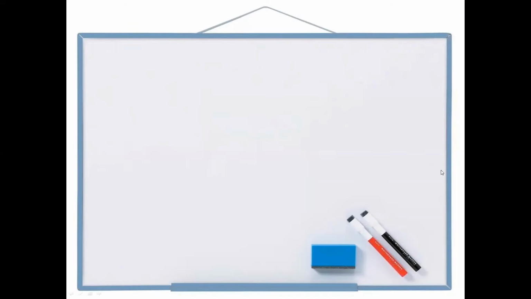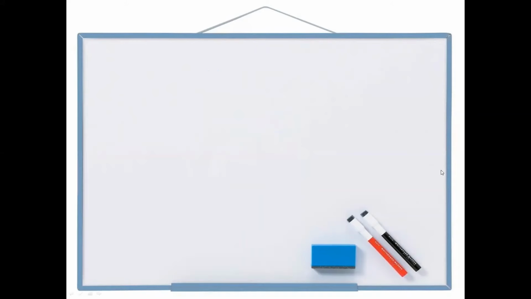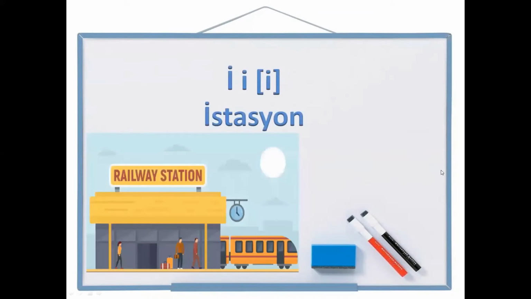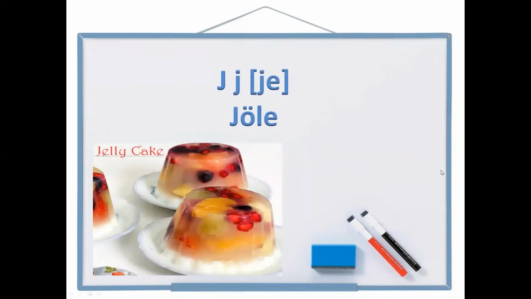Okay, the next one is H. Hobby. H. Hobby. And the next one is, it's a thick E. We are going to read it as I. Işık. I. Işık. And the next one, remember, it's not I, it is I. İstasyon. I. İstasyon.